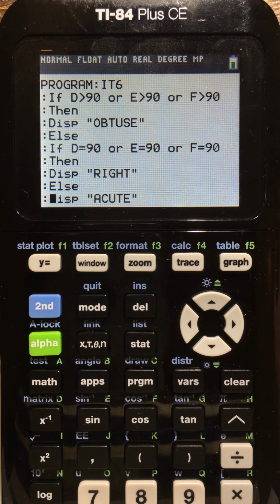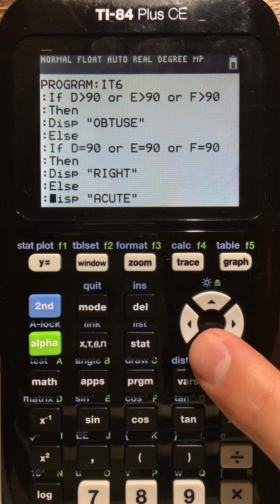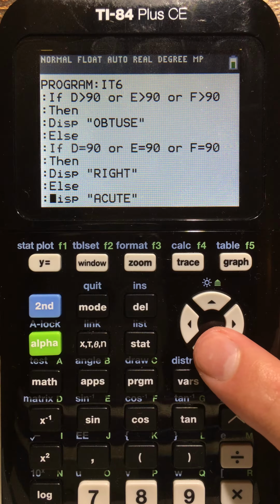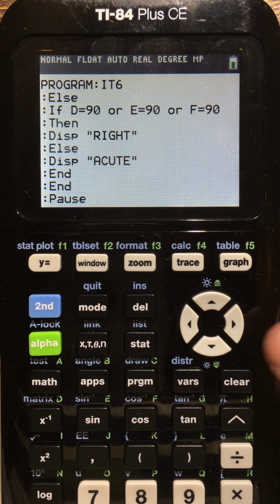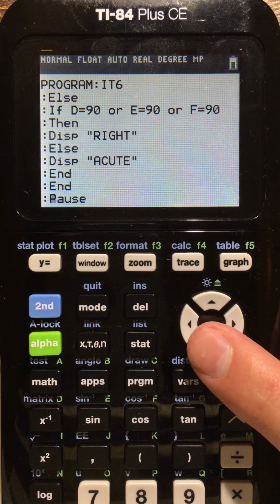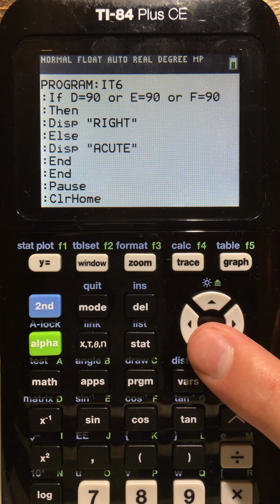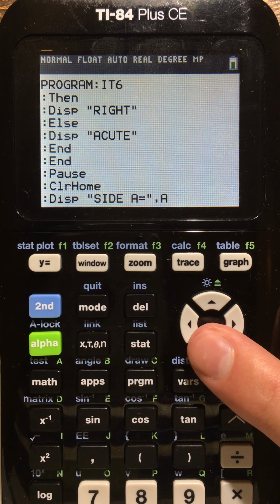To determine whether or not it's a right triangle, we'll evaluate whether or not any of the angles are equal to 90. If any of the angles are equal to 90, then it is a right triangle. And if they're not, then the only remaining option is acute, so we don't need to include a conditional for that. So after determining both classifications of the triangle and all three angles, and we already had all three sides to start with, the only thing that remains is the area.